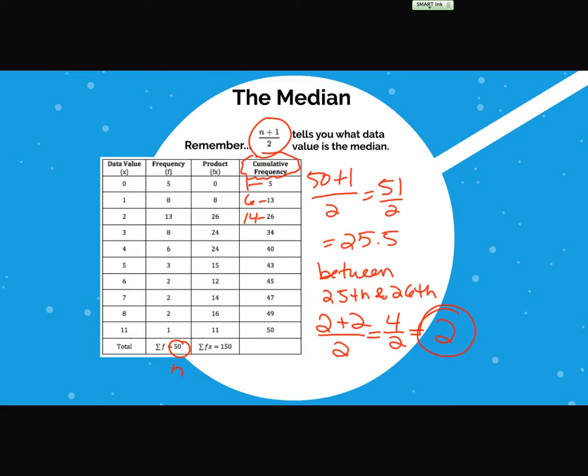So like the 35th through the 40th numbers in the list are going to be 4. Okay.